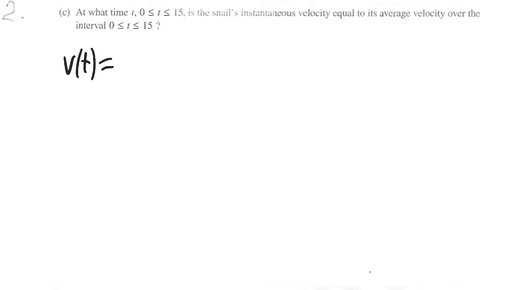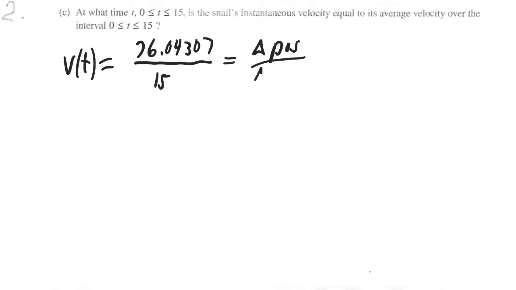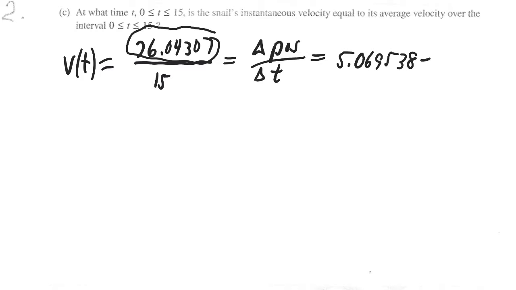In part C, they want to know when the instantaneous velocity is equal to the average velocity. Well, the average velocity would be displacement over time. In other words, the answer we just had, 76.04307, divided by the change in time, which would be, of course, 15. So average velocity is change in position over change in time, and change in position is otherwise known as displacement. That number ends up being 5.069538.